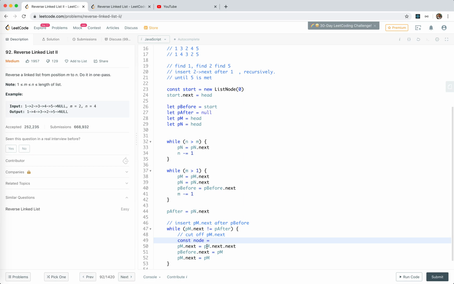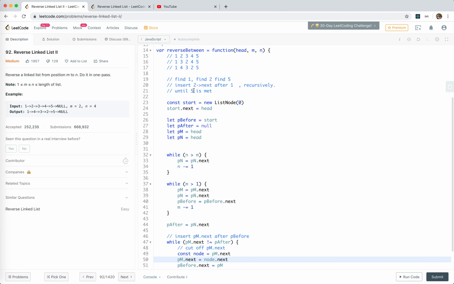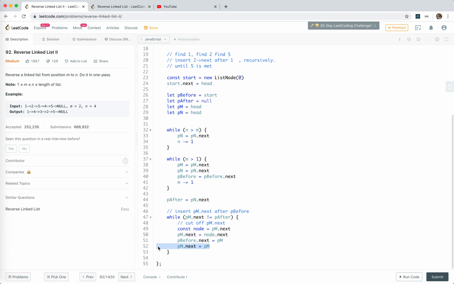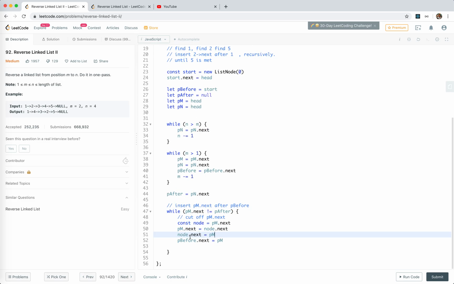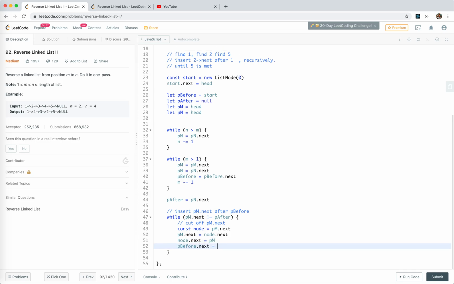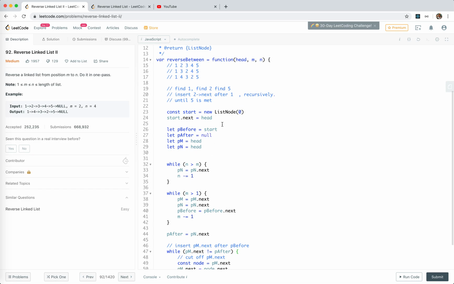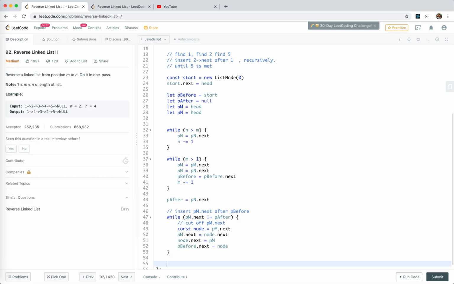Node equals PM next. PM next equals node next, which means 2 set to 4, and node next equals PM, 3 set to 2, and P before next equals PM equals node. Yeah, and that's done. Now we will check PM again, and it will finally meet P after. And then finally we return the start dot next.